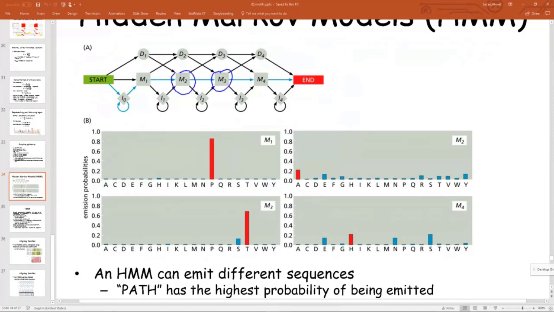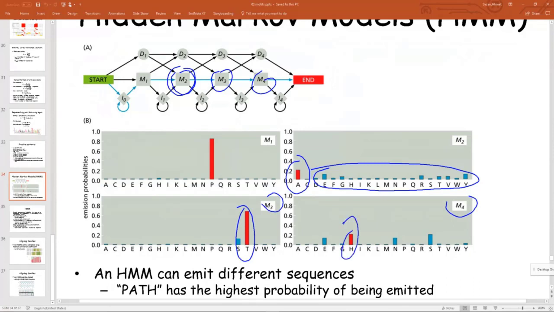Likewise for each of the other match states. When we are in M2, alanine is the most likely amino acid, but other amino acids can also be emitted. In M3, threonine, and in M4, histidine are the most likely amino acids.